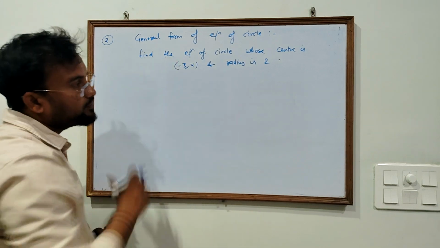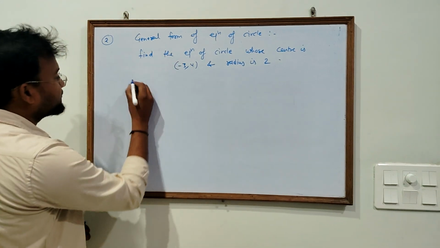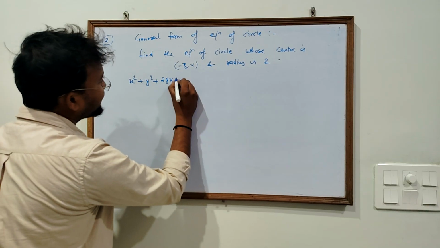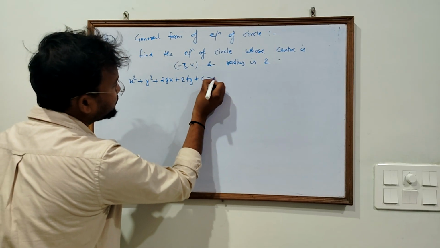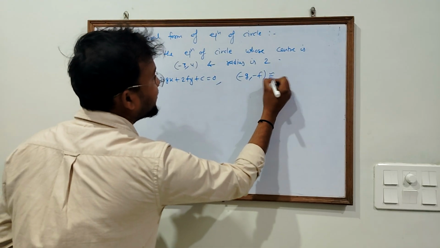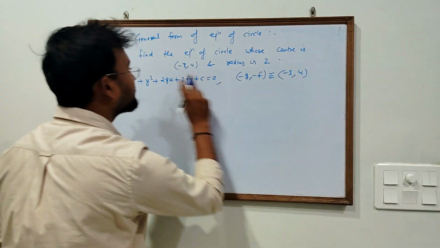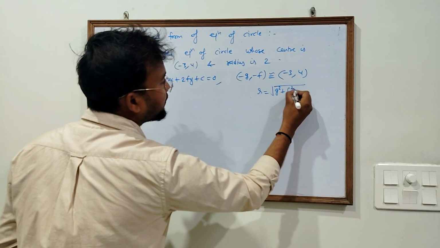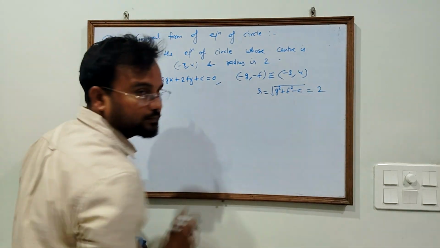But if I say solve it in the general form, what is the general form, guys? x square plus y square plus 2gx plus 2fy plus c is equal to 0. Here what is the center? Minus g comma minus f, and that is given as minus 3 comma 4. And the radius is under root g square plus f square minus c, and the radius is given as 2.